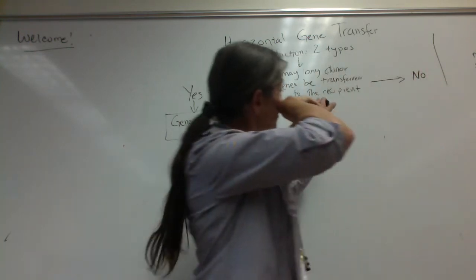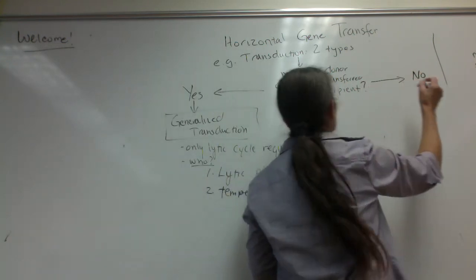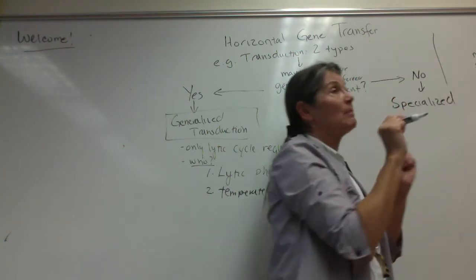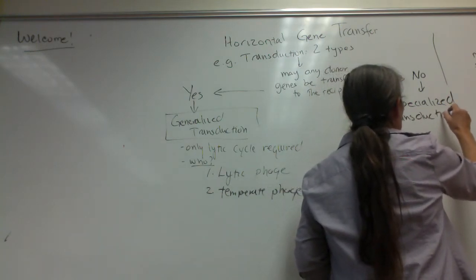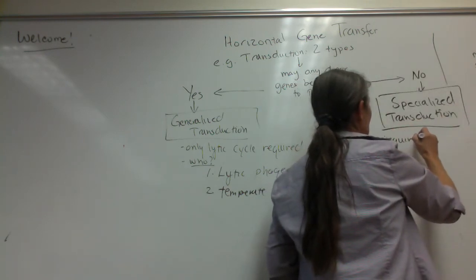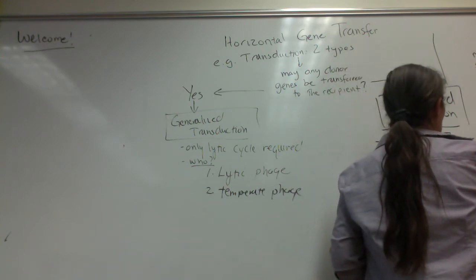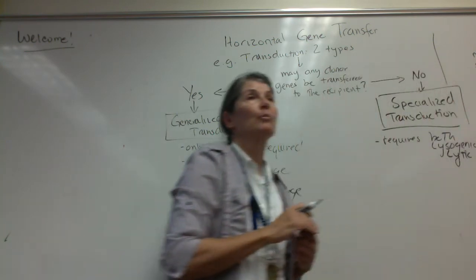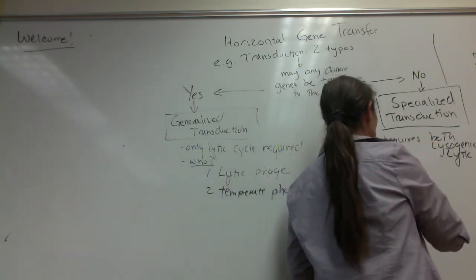So if we go back to the original question, you guys, may any donor genes be transferred to the recipient? And if the answer is no, then we're talking about specialized transduction, where only special, very specific genes of the donor will be transferred. And for this to occur, it requires both the lysogenic cycle and the lytic cycle. So which group of phage, you guys, carries out both lysogenic and lytic? Only the temperate phage, right? They're the only ones that can carry this out.